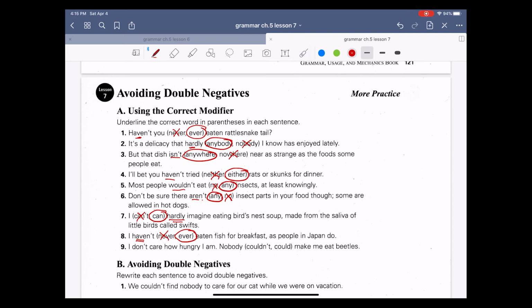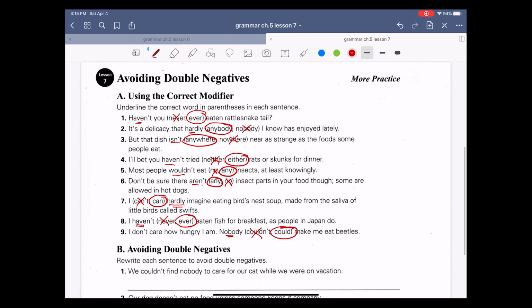Number 9, I don't care how hungry I am. Nobody couldn't make me eat beetles. Nobody could make me eat beetles. Nobody is your negative, so that means you can't use couldn't, and you have to use could.